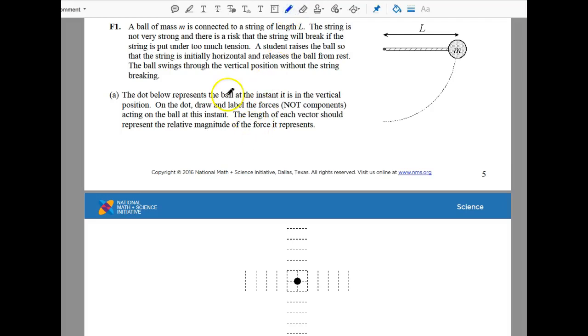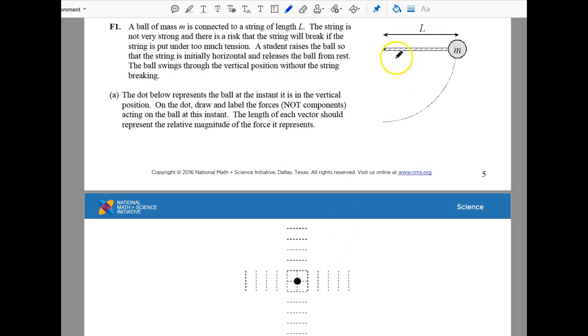Hey, this is Horner, and this is energy question, free response question number 1. So we have a bowling ball attached to a string, and it swings down, and the string is not very good, so there's a chance that it could break. The first thing that they want us to do is, on this dot, draw a free body diagram.